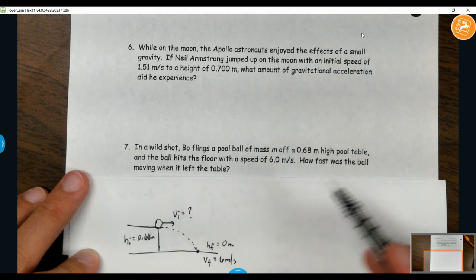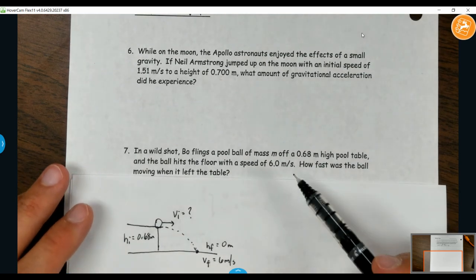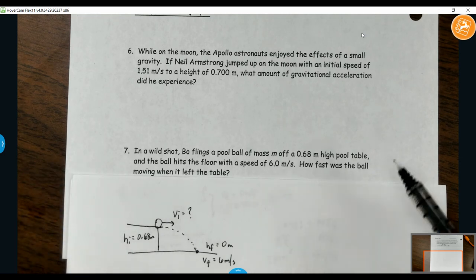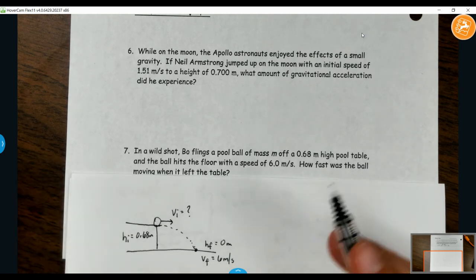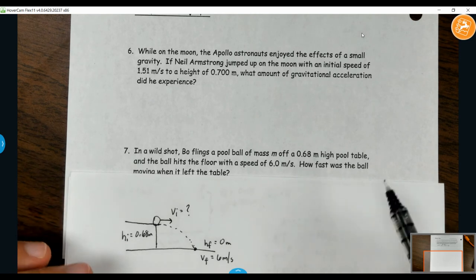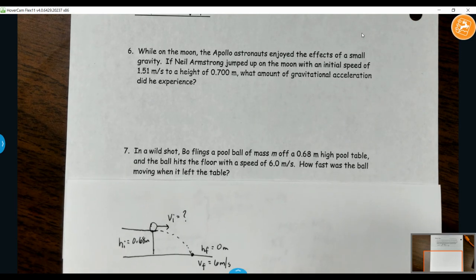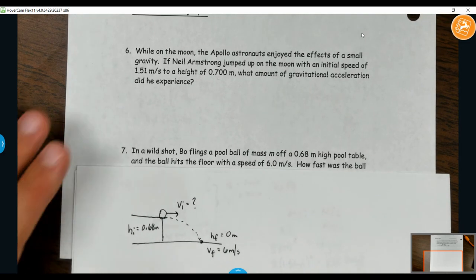So you set it up: kinetic energy initially plus potential energy initially is going to equal the kinetic energy final plus potential energy final. Just remember that the final height is going to wind up being zero. So that will wind up canceling out in the problem.